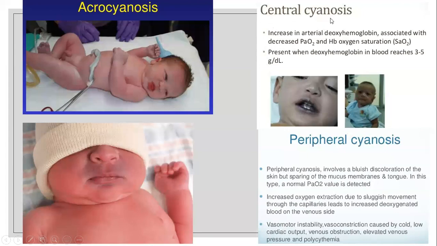So central cyanosis means an increase in arterial deoxyhemoglobin. It is associated with decreased pressure of oxygen or hemoglobin oxygen saturation, right? And peripheral cyanosis involves the blue discoloration in the skin, right?